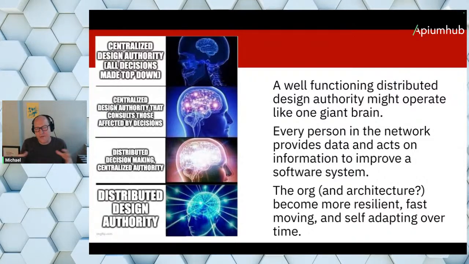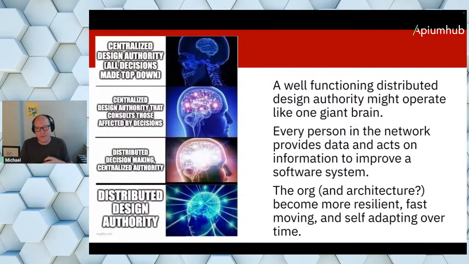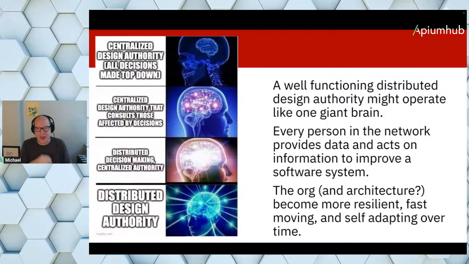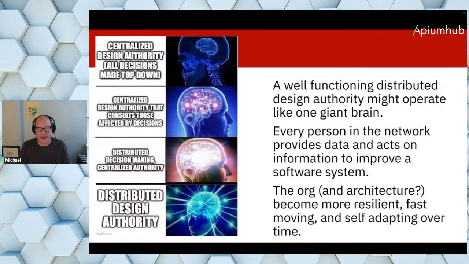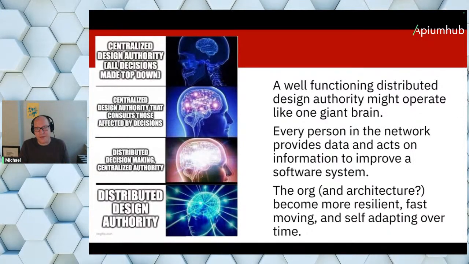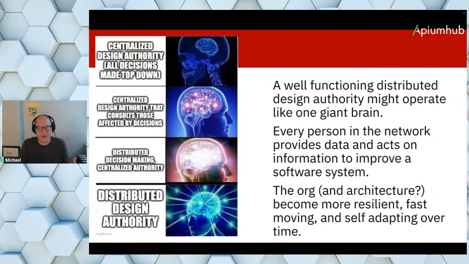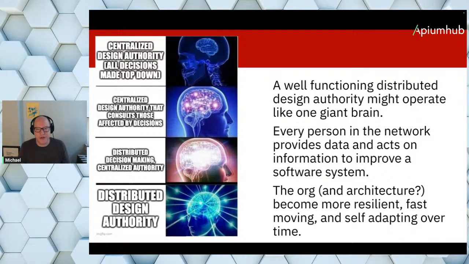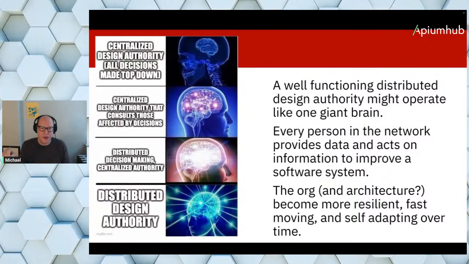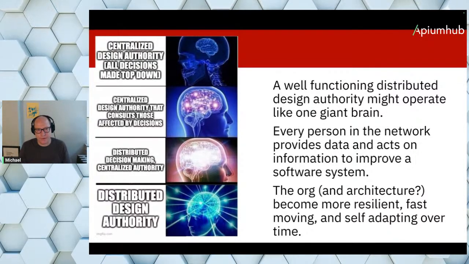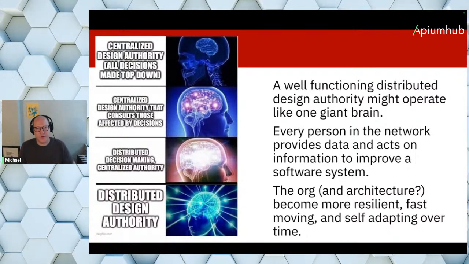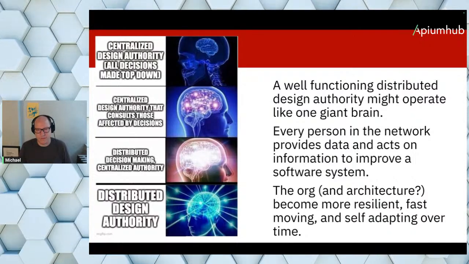So if you can pull this off, the theory of this thing is your whole organization would be basically operating like one giant brain, right? Where every person is a node in the network, providing information that is going to improve the architecture in some way. In theory, it means you end up becoming even more resilient to change, making even better decisions, self-adapting over time, right? Because there's no single points of failure, and there's no bottlenecks in that way. Okay. Moving from a centralized top-down to a fully distributed authority.